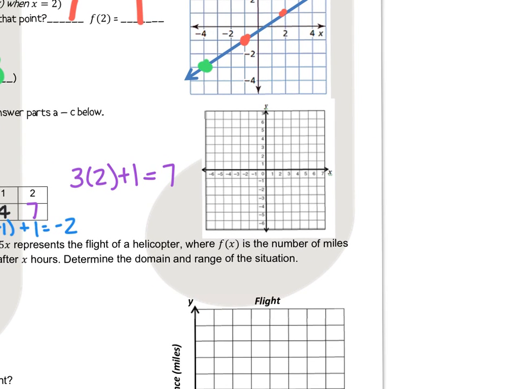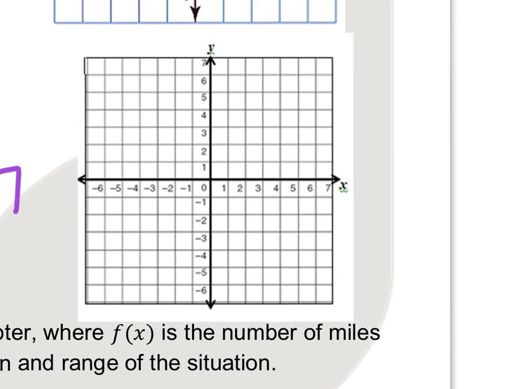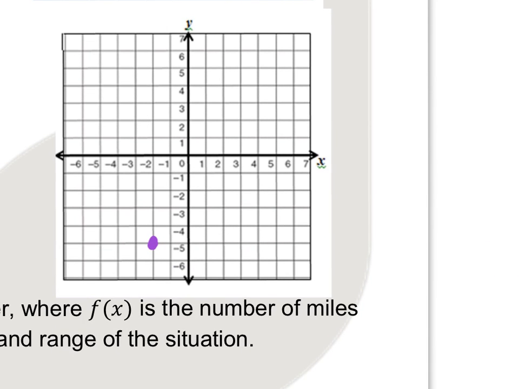So our first point was negative 2, negative 5. So I'm going to go left 2 and down 5. Our second point was negative 1, negative 2. So I'm going to go left 1 and down 2. Our third point was 0, 1. So I'm going to go up 1. Our fourth point was 1, 4. So I'm going to go right 1, up 4. And our last point was 2, 7. So I'm going to go right 2 and up 7. And if I connect those, I get a line.